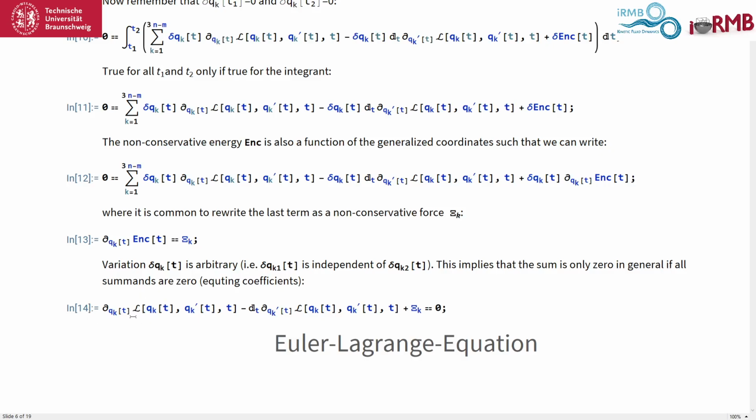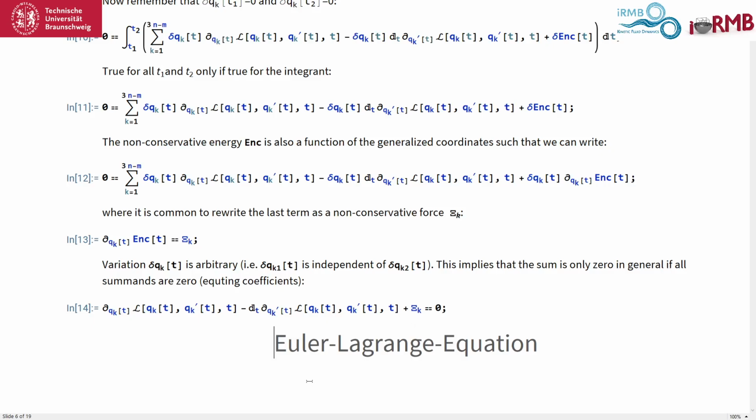So for the Lagrangian, we take the derivative with respect to one coordinate at a time, and then we take minus the time derivative of the derivative of the Lagrangian with respect to the same velocity, plus, because we are engineers, a dissipation force, a non-conservative force for the same coordinate, right? And this is what we call the Euler-Lagrange equation.